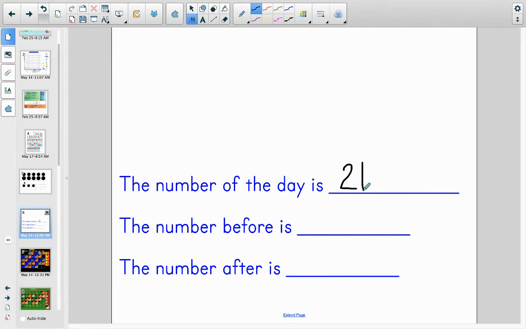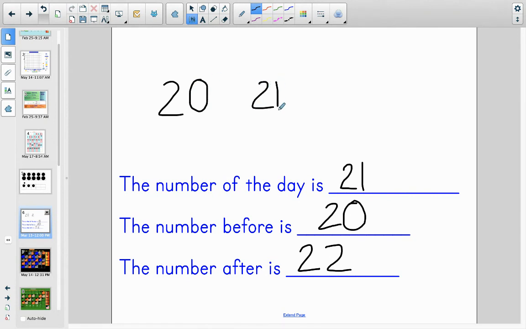What's before 21? 17, 18, 19, 20. 2 and a 0, and then after 21, 20, 21, 22. So yesterday was 20. You guys can practice writing your numbers. Today is 21, and tomorrow will be 22. 2 and a 2, 22.